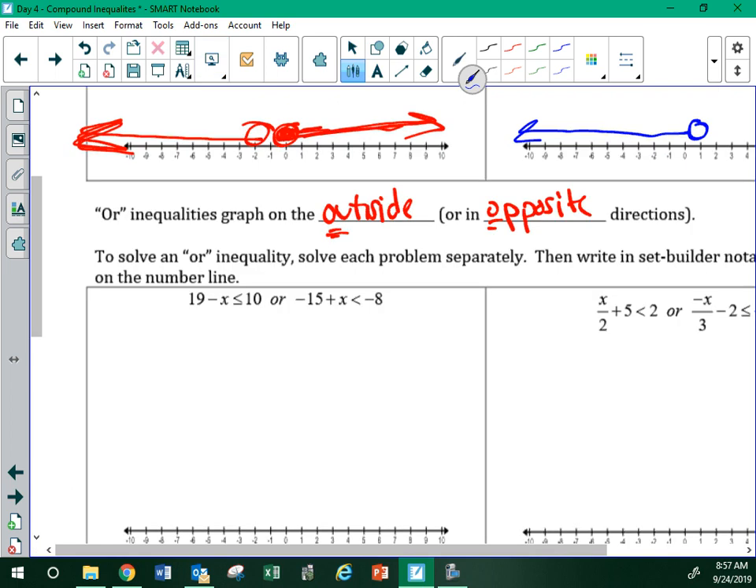All right, so I'm going to start off by solving this one on the left. I have a positive 19. What do I need to do to get rid of it? Subtract it away. Then minus 19. So negative x is less than or equal to 10 minus 19, which gives me negative 9. Notice my negative is with the x. It stays with the x. We're going to rewrite that.